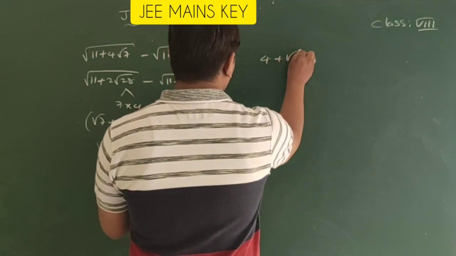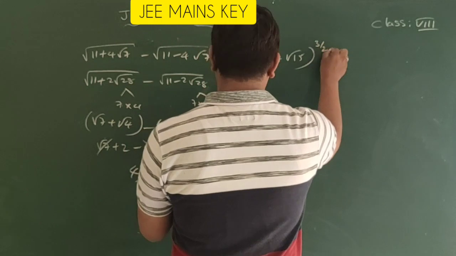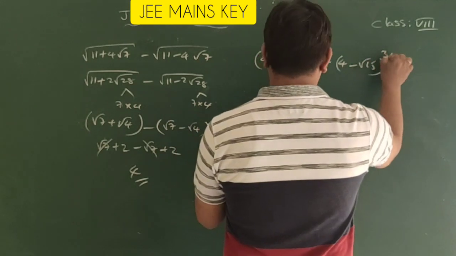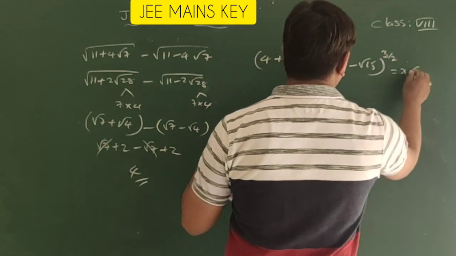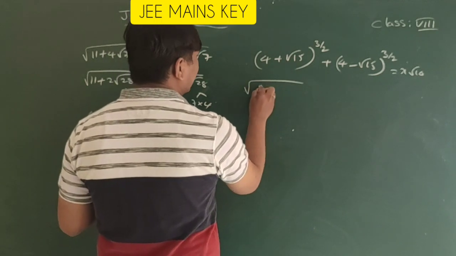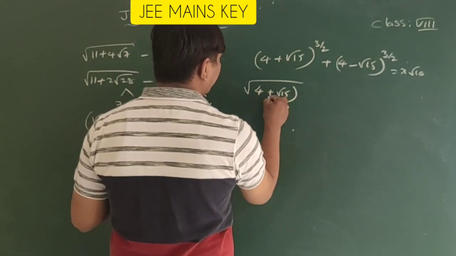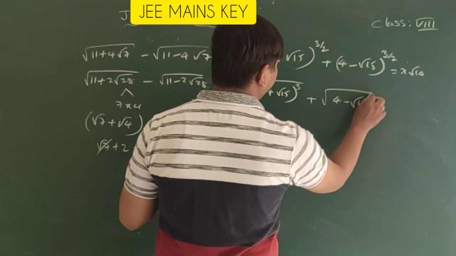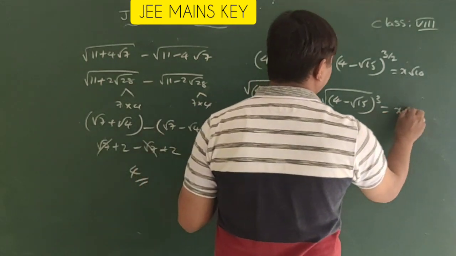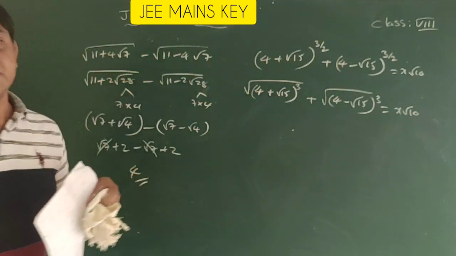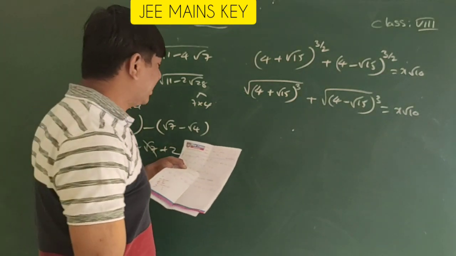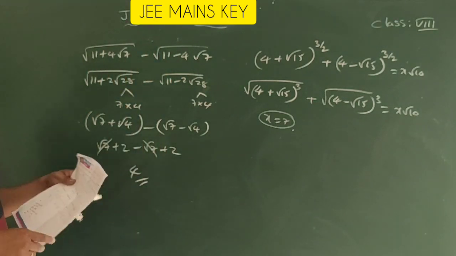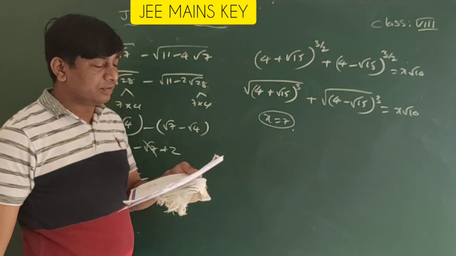Next, 4 plus root 15 whole power 3 by 2 plus 4 minus root 15 whole power 3 by 2 is equal to x root 10. This can be written as square root of 4 plus root 15 whole power 3 plus square root of 4 minus root 15 whole power 3 is equal to x root 10. Simplify this, then finally the x value is equal to 7. This is a direct material question. If you simplify, you will get x value 7.